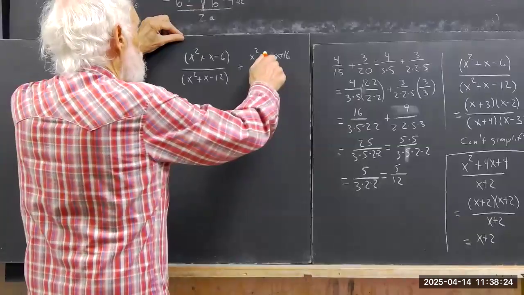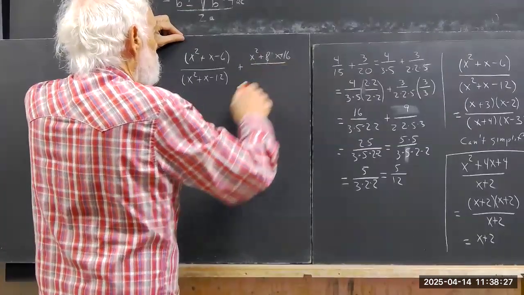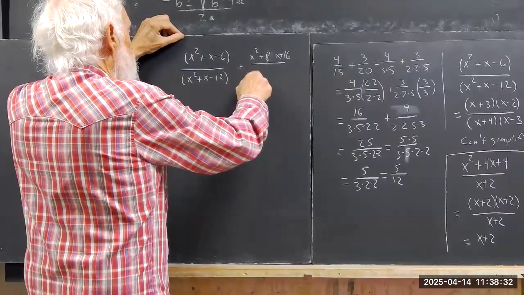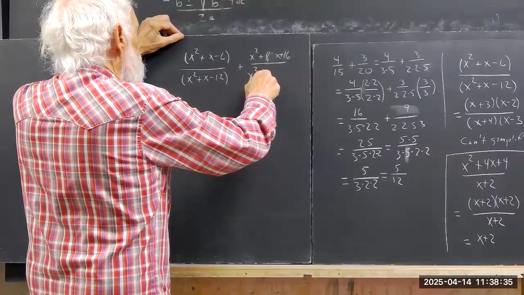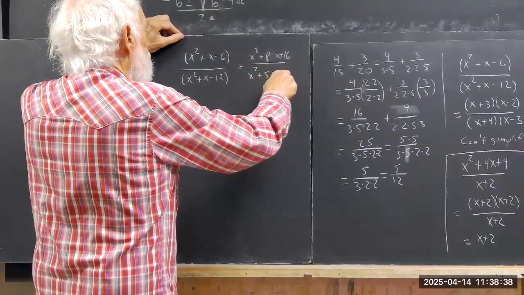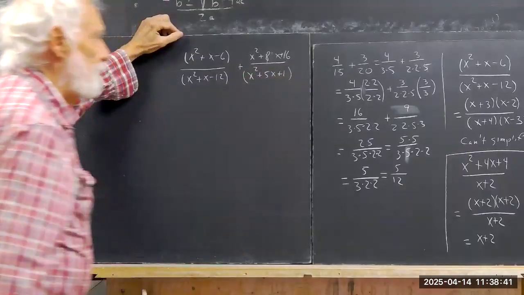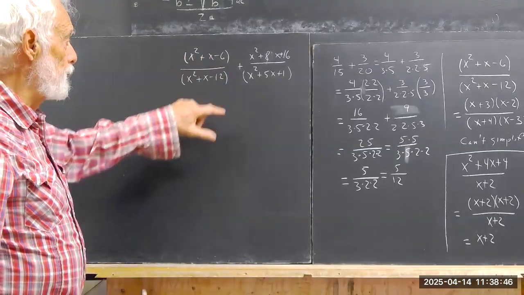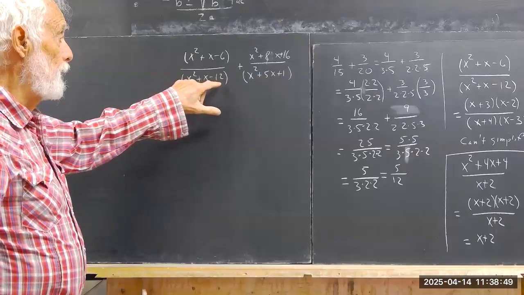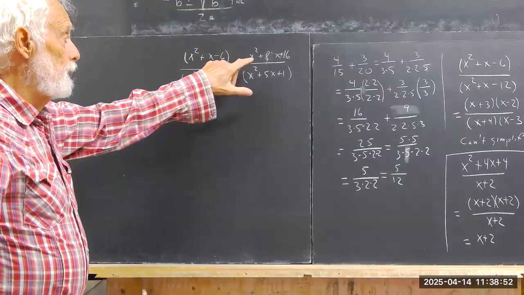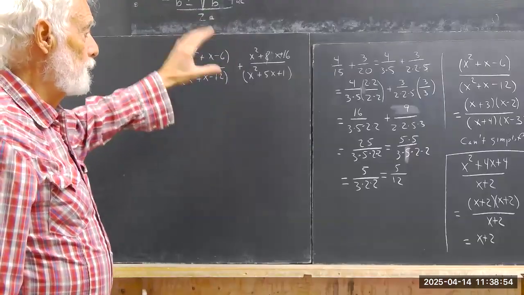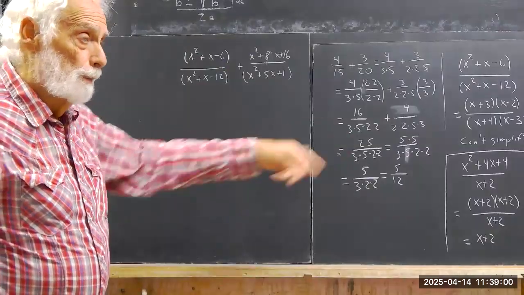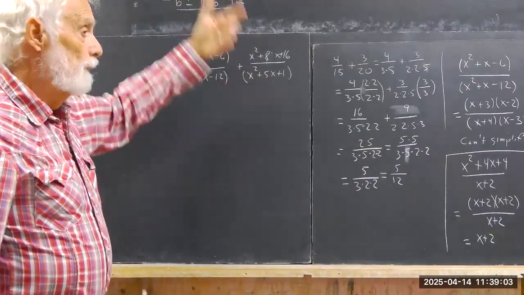That was ignorant. It's going to be x squared plus 8x plus 16, and then that's going to be divided by x squared plus 5x plus 1. Okay, again, first fraction numerator is x squared plus x minus 6. Denominator is x squared plus x minus 12. We add that to the fraction or rational expression. We call these rational expressions when it's not just numbers. If it's just numbers, we call them fractions. But it's actually a symbolic fraction.